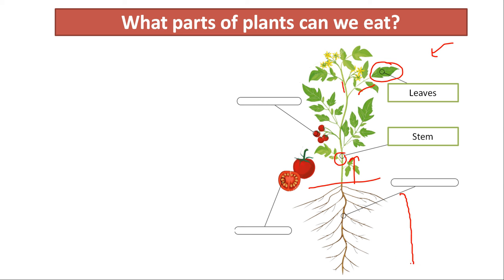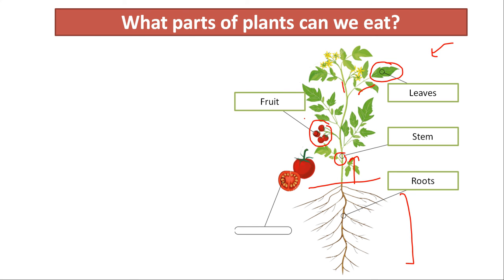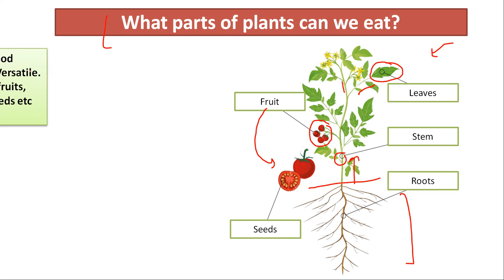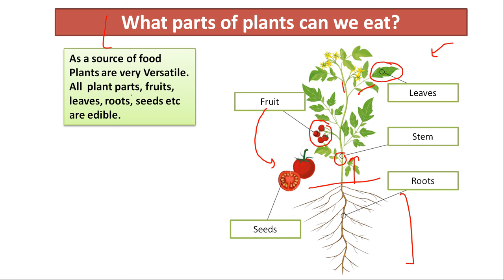And this part of a plant which lies below the soil, below the ground, is called roots. This over here are the fruits of a plant, and inside the fruit lie the seeds of a plant. So children, these are different parts of a plant. Now let's come back to our question. What parts of a plant can we eat? Do you know plants are so versatile that we can eat each and every part of a plant. All plant parts such as the fruits, the seeds, the roots, even the stem and the leaves can be eaten.